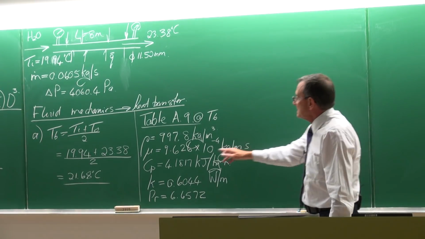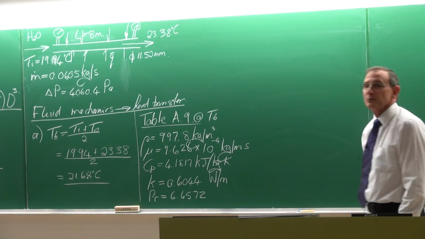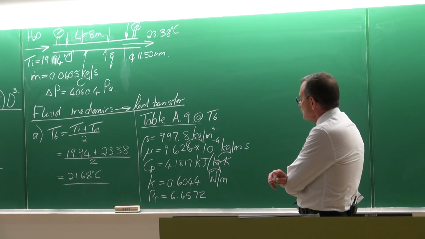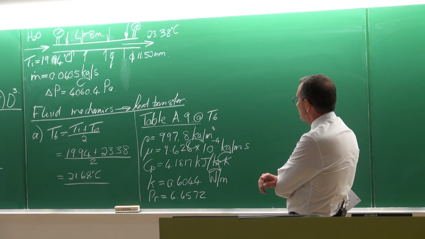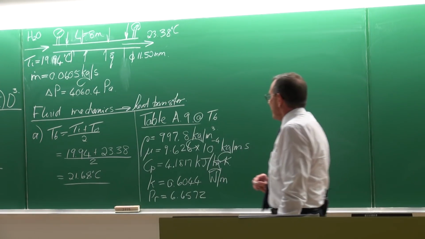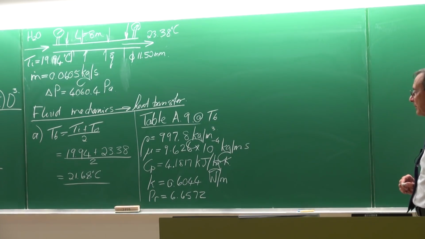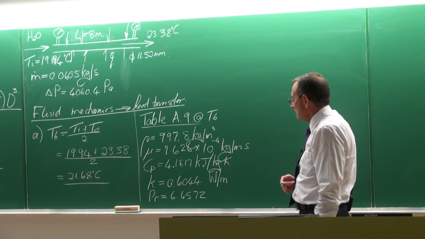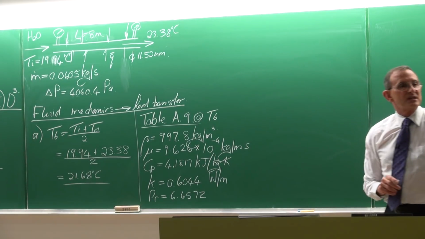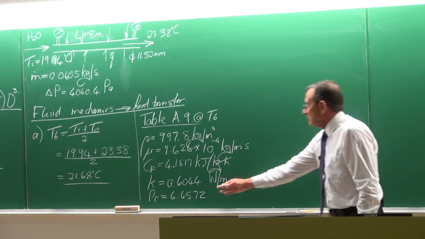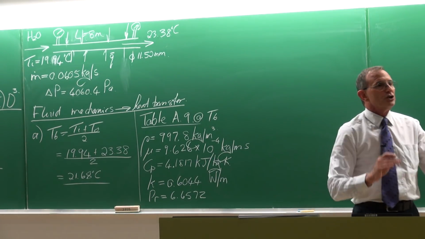I will repeat these values. The density is 997.8 kilograms per cubic meter. The viscosity is 9.626 multiplied by 10 to the minus 4. The Cp value is equal to 4.1817 kilojoules per kilogram Kelvin. The k value is 0.6044 watts per meter Kelvin, and the Prandtl number is 6.6572. So the Prandtl number of water, order of magnitude, is about 10.